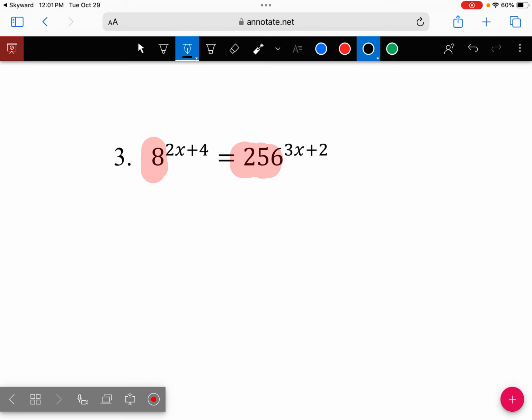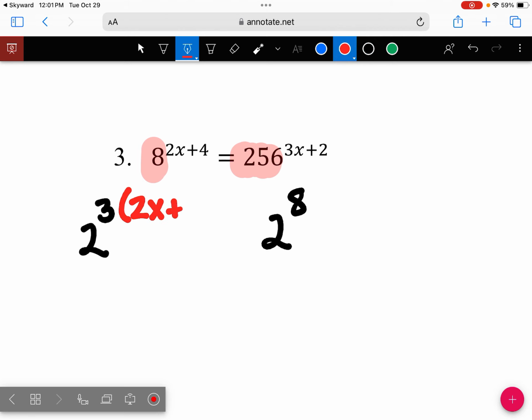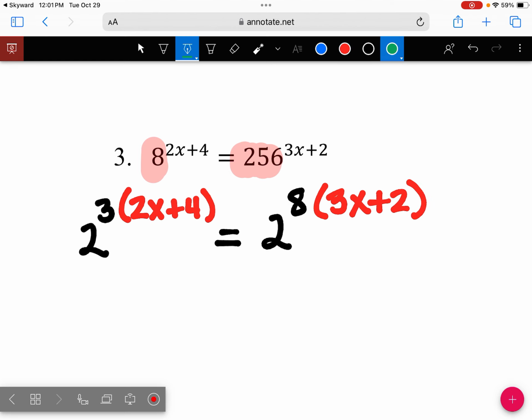So when I see something like this, I know the only way to get to 8 is 2. So if that's my only option for 8, then it has to be my option for 256. So we know that 8 is 2 to the third, and 256 is 2 to the power of 8. Now make sure you put the exponent that was there in parentheses, because you will have to distribute on both sides.